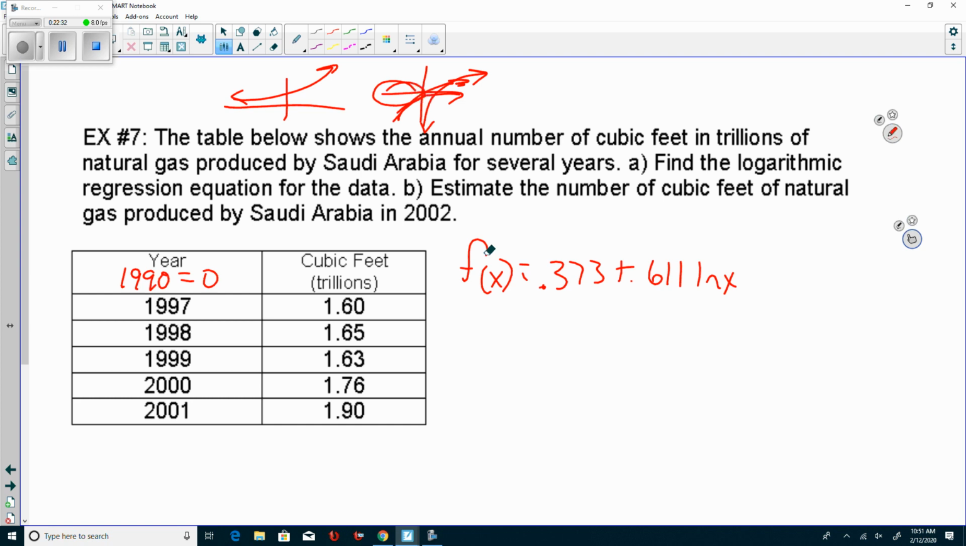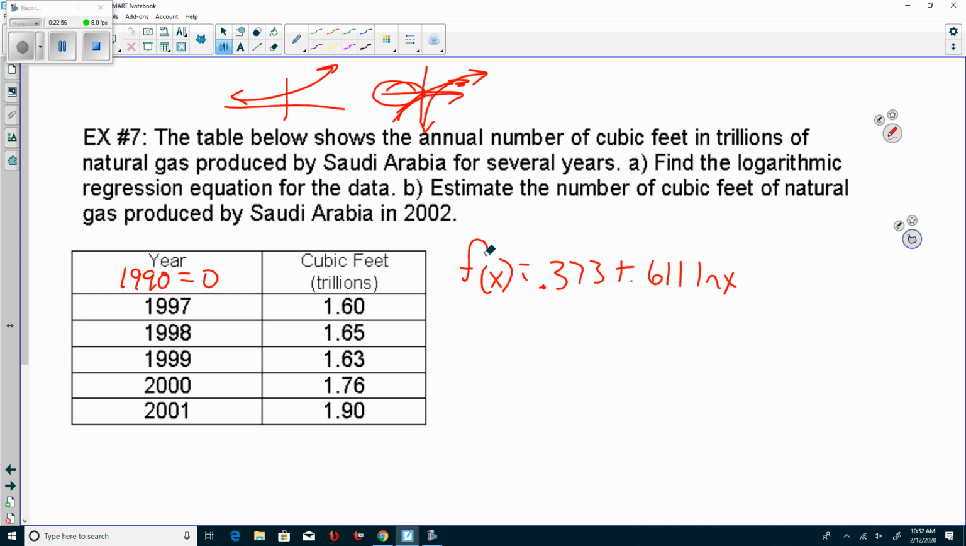Can't see ln x? If you put the cursor on it, it shows you at the bottom. The r value was like 0.9973. Okay, so that would be your equation.